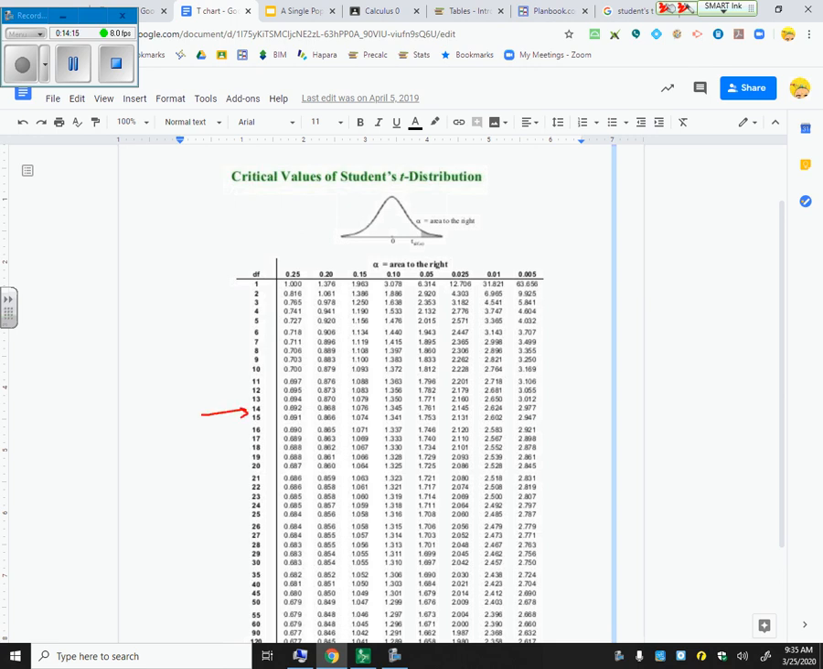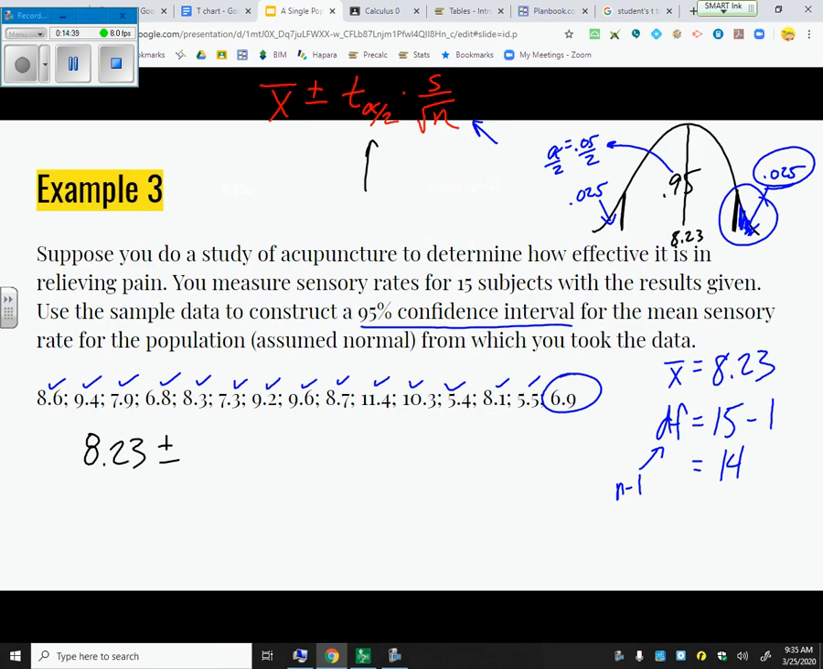So, boom, right here on this line. And then the area that I shaded over here in this curve was 0.025. Yep, there's a column for that. And so I see where these two cross at 2.145. And that is my t-score that I want right here, 2.145. Now everything else from here I'm going to be able to get.